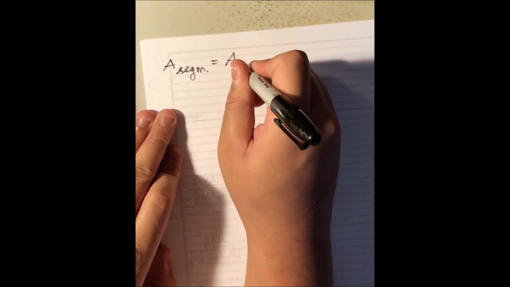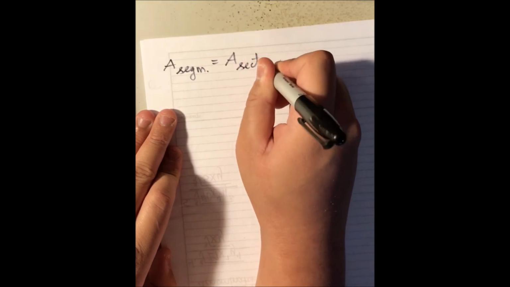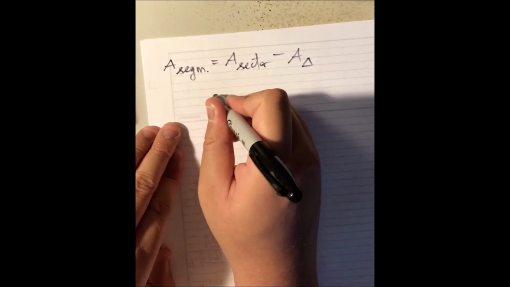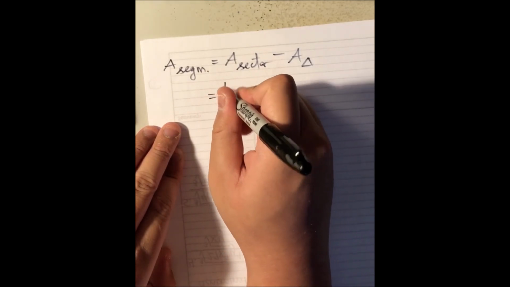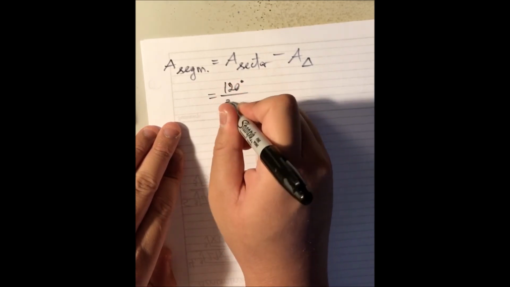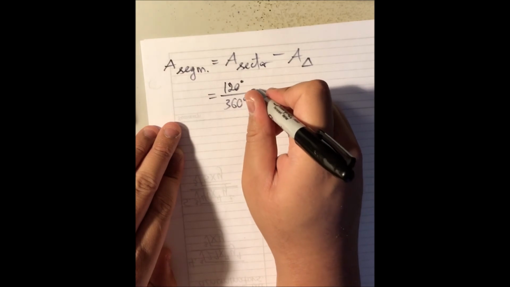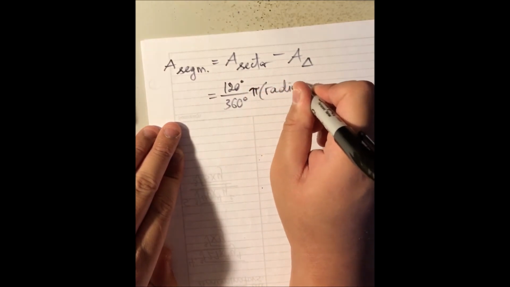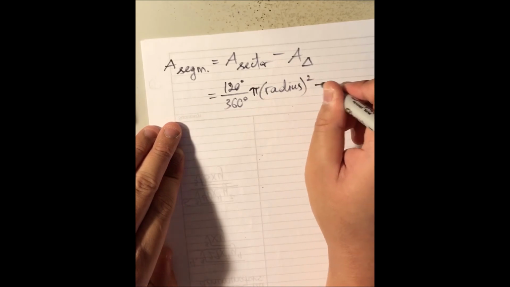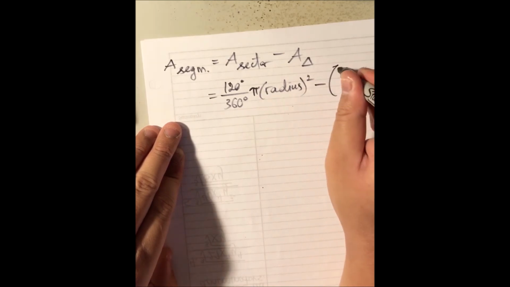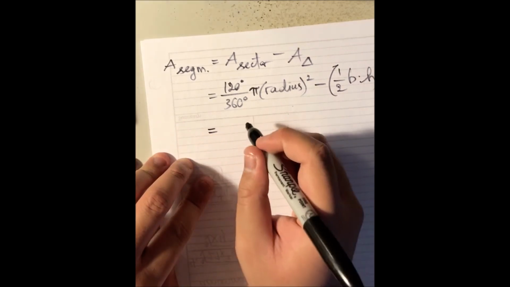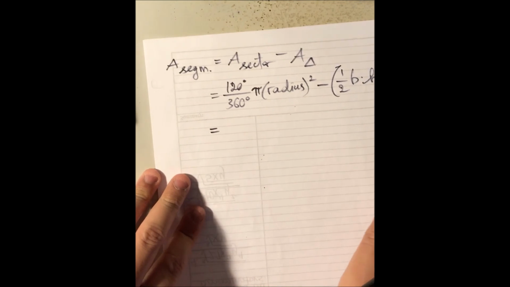So to do that, all we have to do is write area of a segment equal to, well, I'm going to write the formula again, easy for you guys to see. Which is equal to 120 over 360 times pi times the radius squared minus 1/2 times the base times the height. But we know the radius is 8 feet.